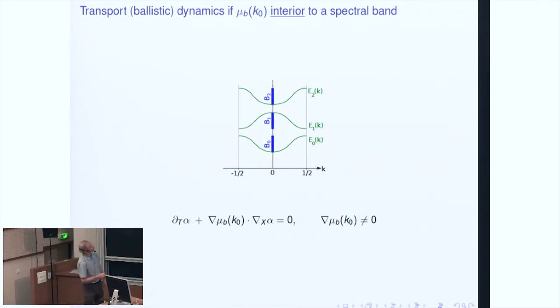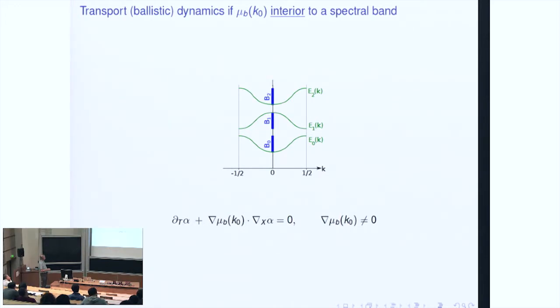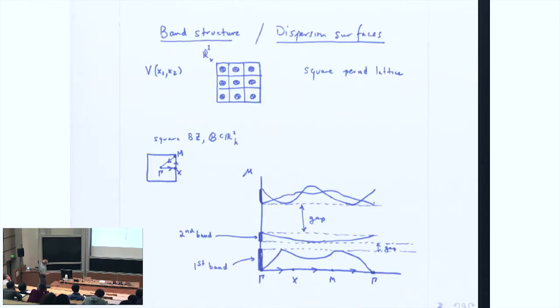So just some further general comments. This is the spectrum from a one-dimensional periodic problem. There, the Brillouin zone is just an interval, say. And if I take a value k naught, a wave number where the gradient is not zero, then I get transport behavior of dynamics.